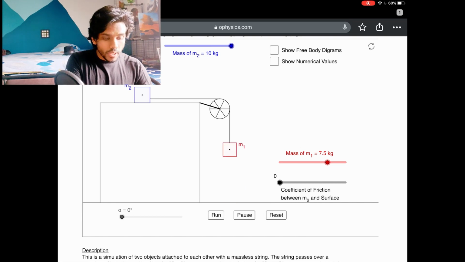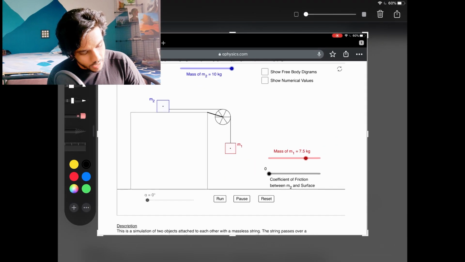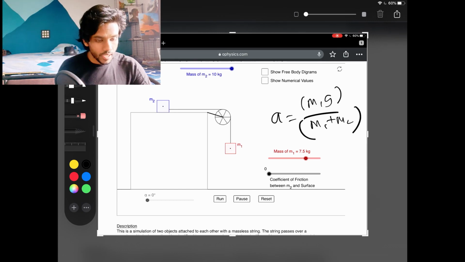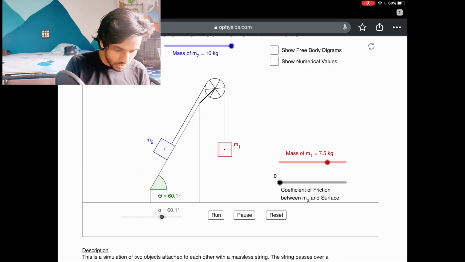m1g is the only responsible force driving it, and m2g is being completely lazy. So when you try to write the acceleration of the system, it must be m1g divided by m1 plus m2.